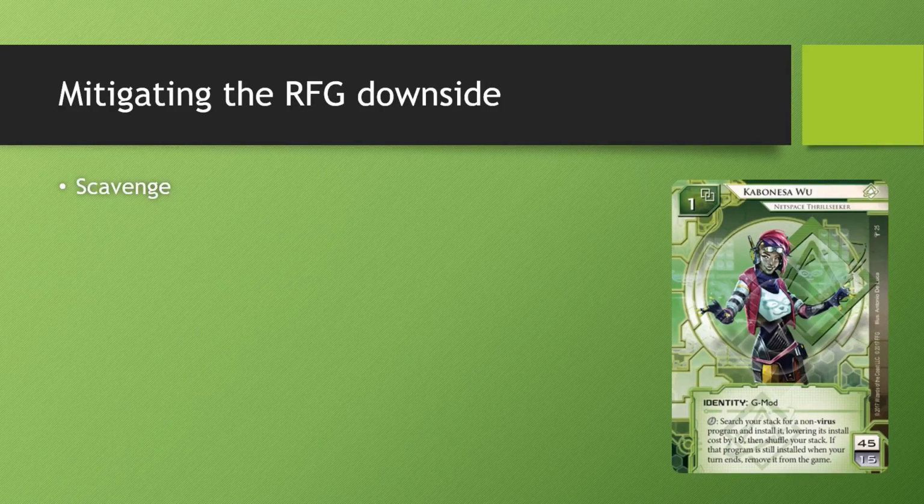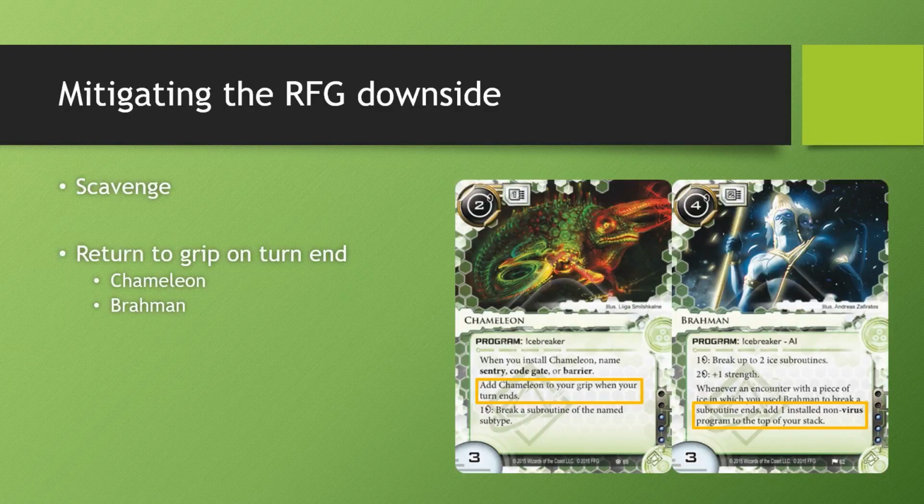What other ways are there to mitigate this downside? Well, even though Scavenge is the only card that allows you to refresh your program, so to speak, you can use cards such as Chameleon and Brahman, which have end of turn triggers to return cards back into your stack in the case of Brahman, or back to your grip for Chameleon. Because it is your turn, and both the Kabonesa Wu and Chameleon/Brahman triggers are both yours, you get to order them in your choosing. So if you fire off Chameleon/Brahman before Kabonesa Wu, the program will be uninstalled from your board before Kabonesa Wu can fire and remove your program from the game.